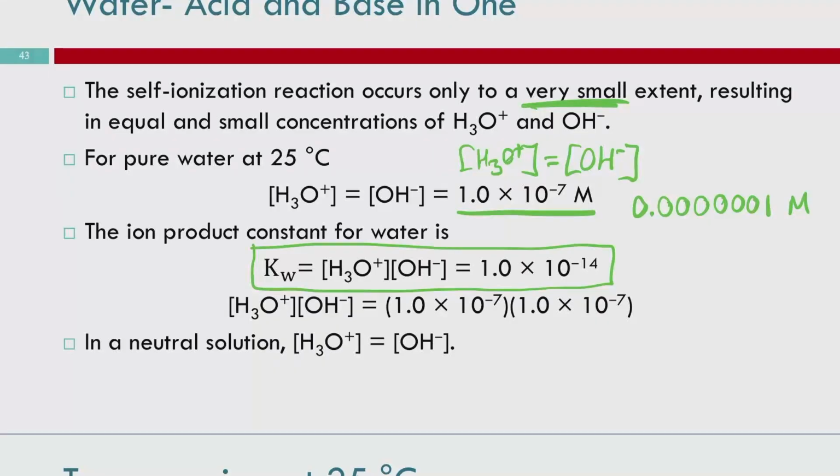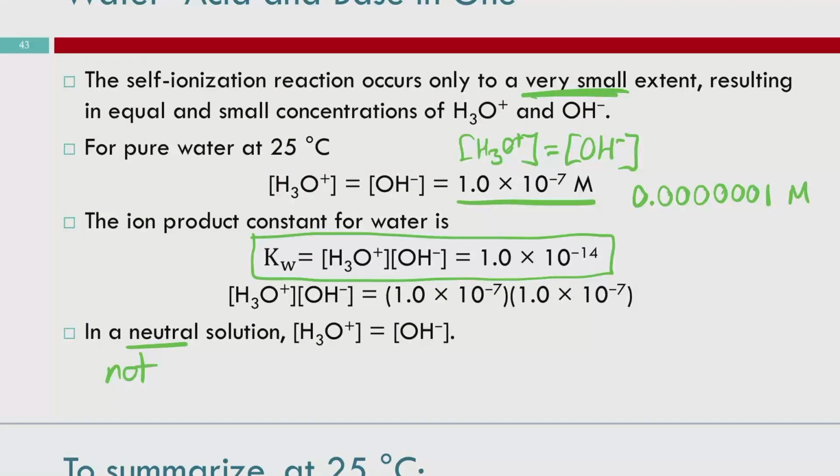In a neutral solution, not acidic, not basic, but somewhere perfectly in the middle, our concentration of hydronium, our H+, is the same as the concentration of our hydroxides, our OH-, is the base part.